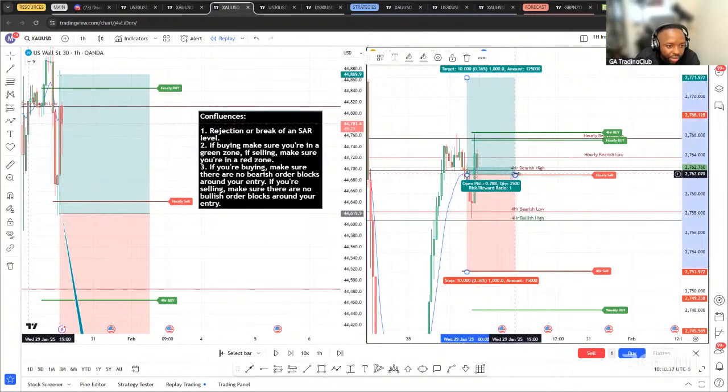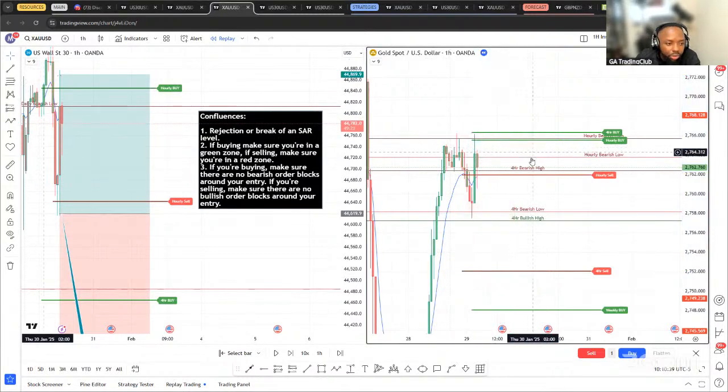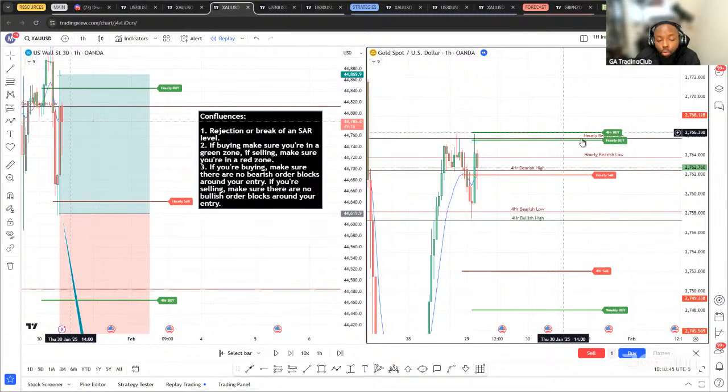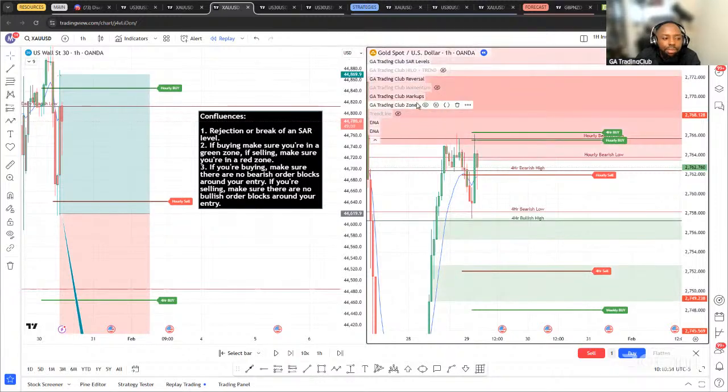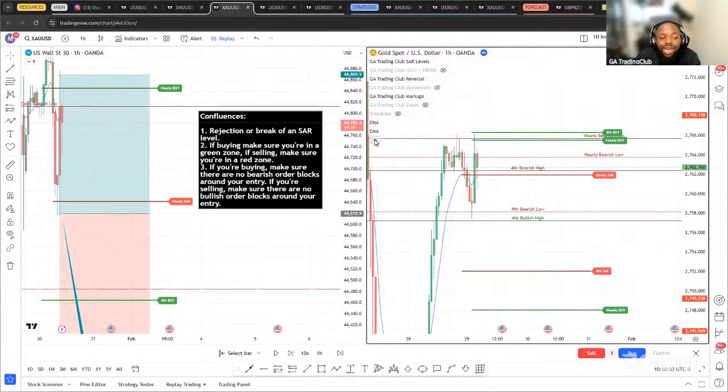This one was at 5 a.m., right? So this one, we already know it wasn't a valid one. Here, we have a rejection off of this entry right here. We are in order blocks, in this hourly bearish order block. And if we turn on the zones indicator, we are in a supply zone. So this is an A+ setup. So this is a trade at 5 a.m.